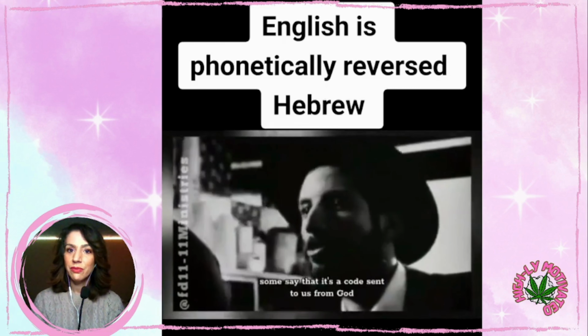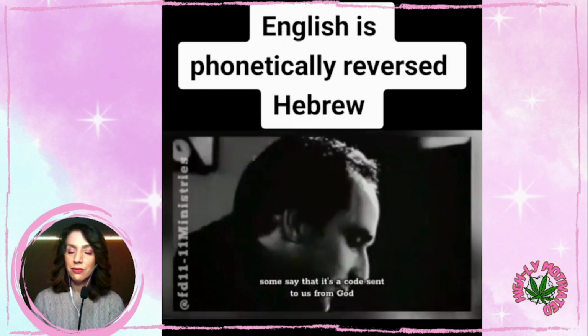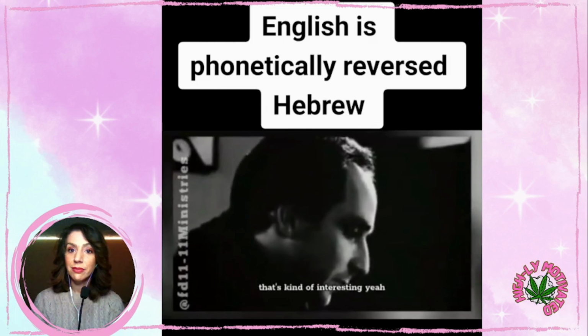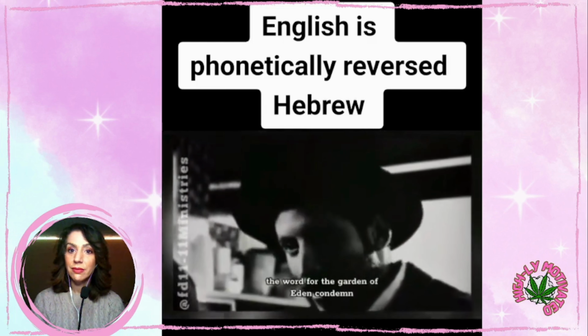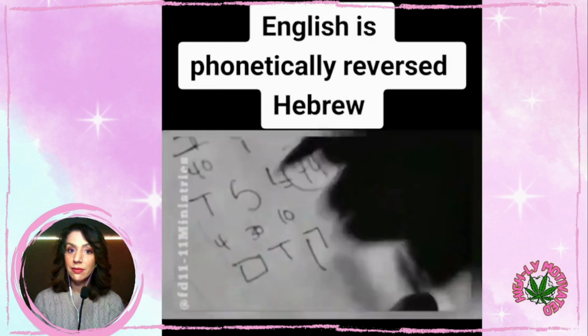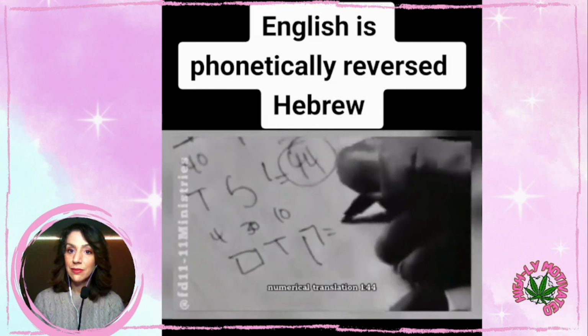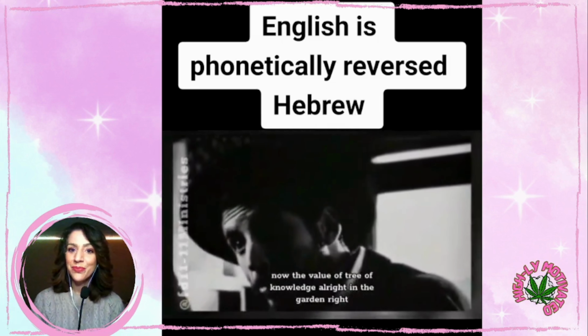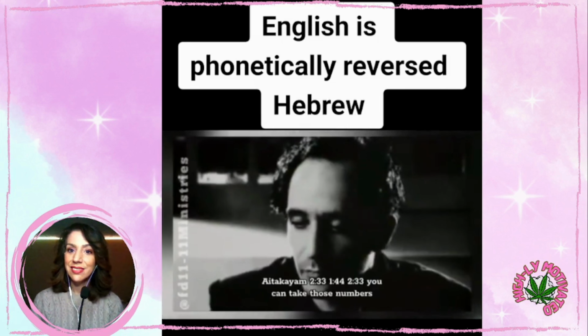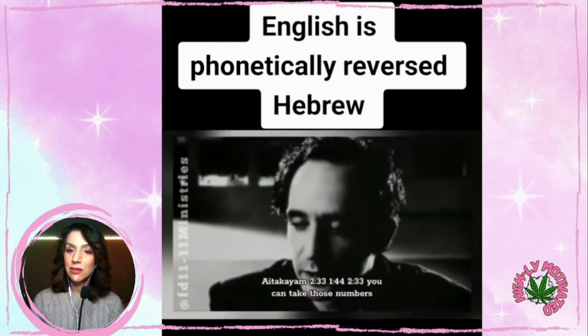Some say that it's a code sent to us from God. That's kind of interesting. Yeah, that's just kid stuff. Check this out, okay? The word for the Garden of Eden, Kedem. Numerical translation, 144. Now, the value of tree of knowledge, all right, in the garden, right? Eitz HaChayim. 233, 144, 233. And you can take those numbers.